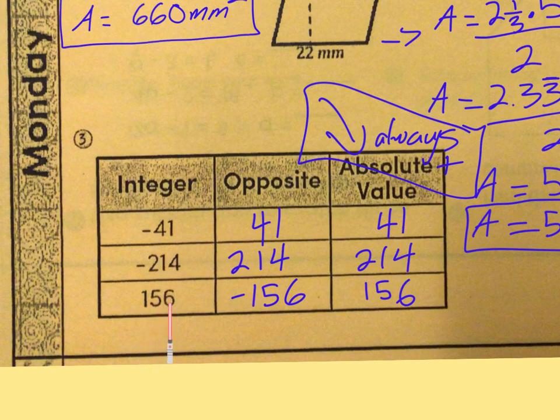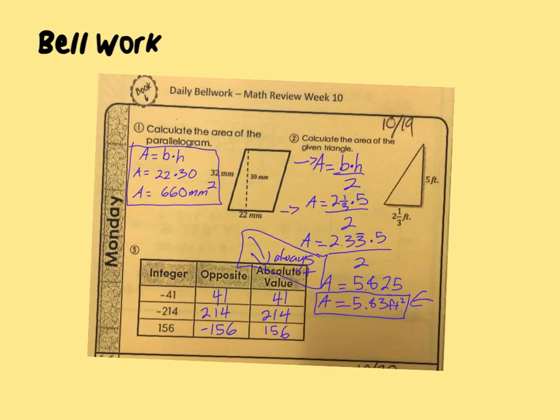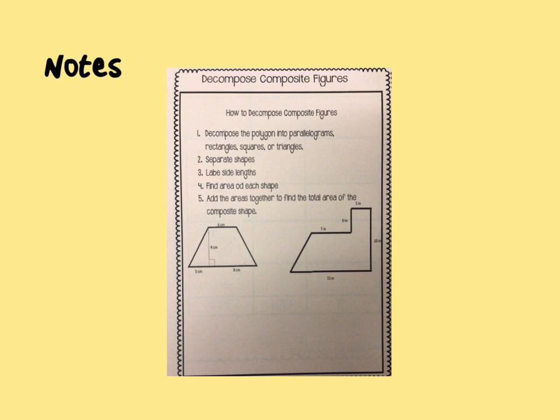And again, 156, how far away is 156 from 0? 156 spaces. All right. That should do it on your bell work for today. Let's move on. We have some notes that we're going to go over, and we're only going to do half of the notes, and then tomorrow we'll do the rest.